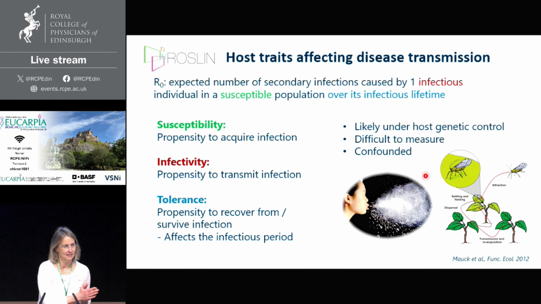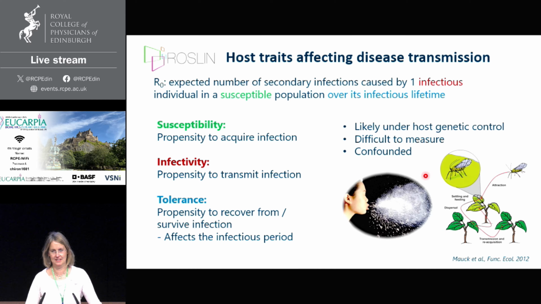So we know the aim. The definition of this basic reproductive number helps us to identify the host traits that we as geneticists may be able to target. So the definition is up here. So the R0 is the expected number of secondary infections that one, let's say me, the infectious individual, causes in a susceptible population as long as this individual is infectious for.